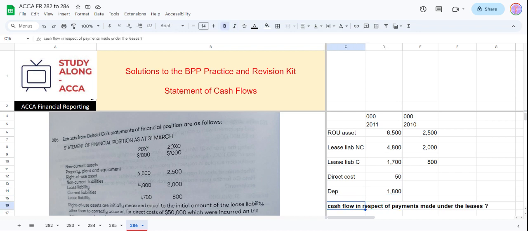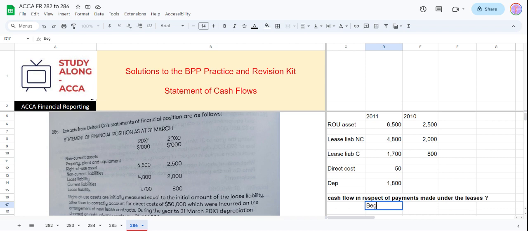The ask of the question is cash flow in respect of payments made under the leases. So they are asking about cash flow, how much is the cash outflow, but related to lease payments only. So we need to be careful.